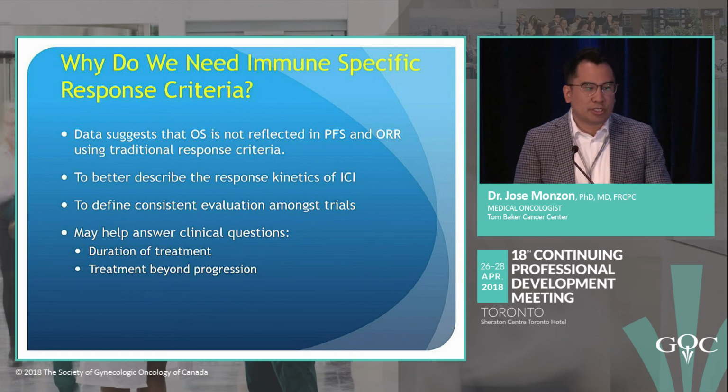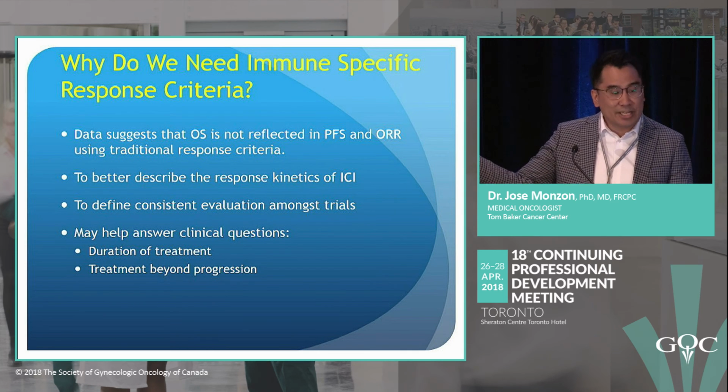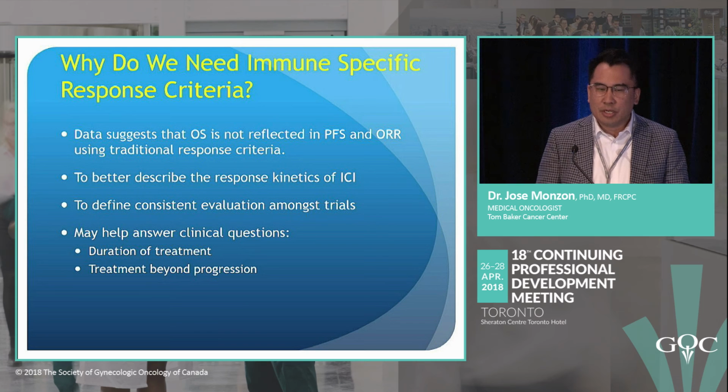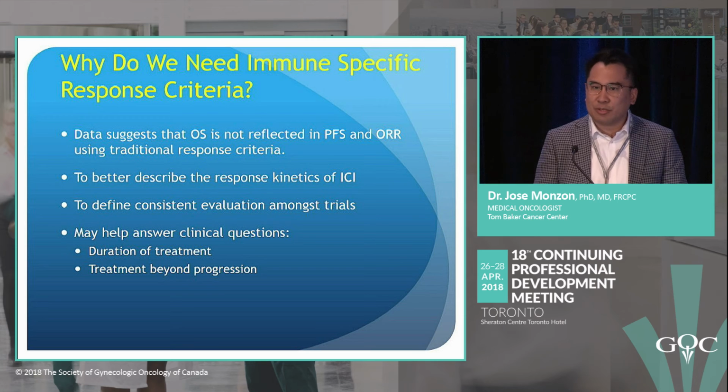So ultimately, this brings us to why we need immune-specific response criteria. One, the data suggests that overall survival is not reflected in progression-free survival or the objective response rate using traditional response criteria solely due to these atypical responses we are observing. It's also important to have specific response criteria for the immune system to better describe the response kinetics and to have consistency amongst clinical trials. There might also be benefit in helping us answer clinical questions about the best duration of treatment and also treatment beyond progression.